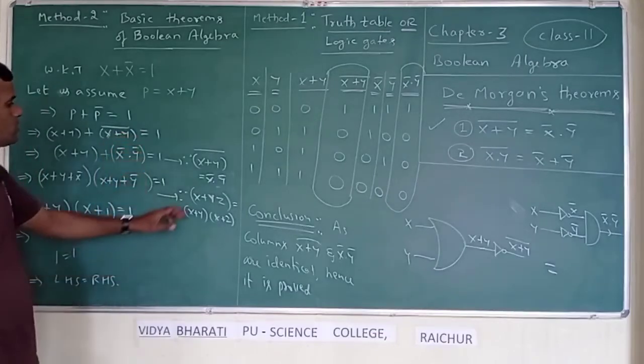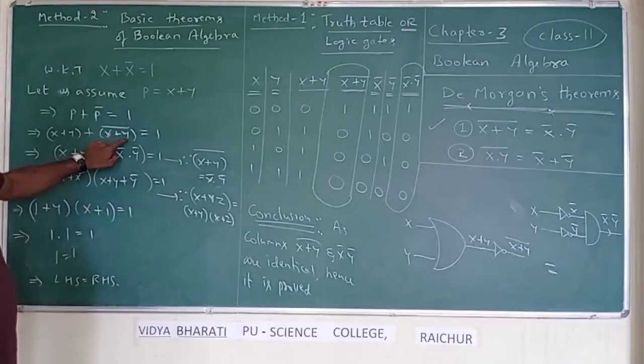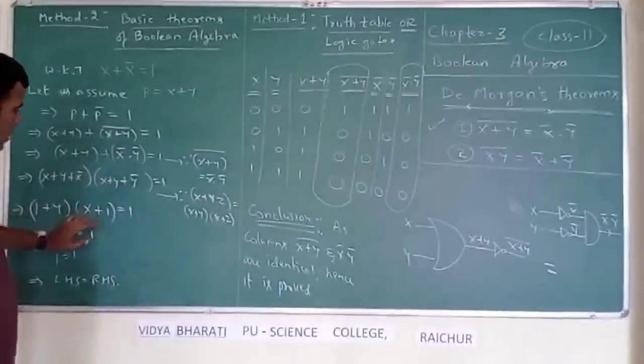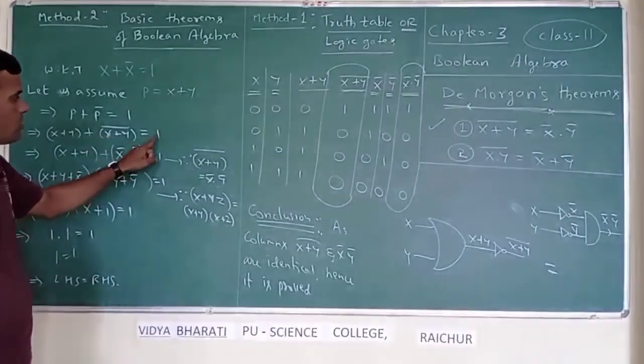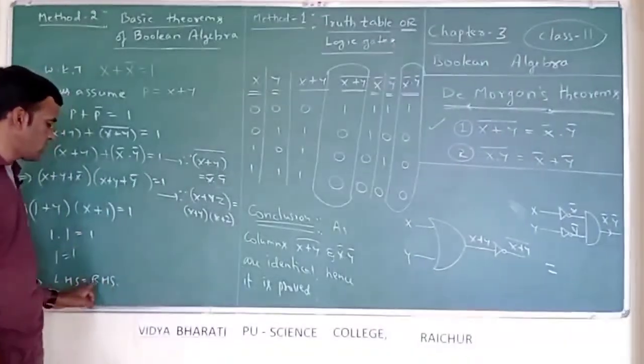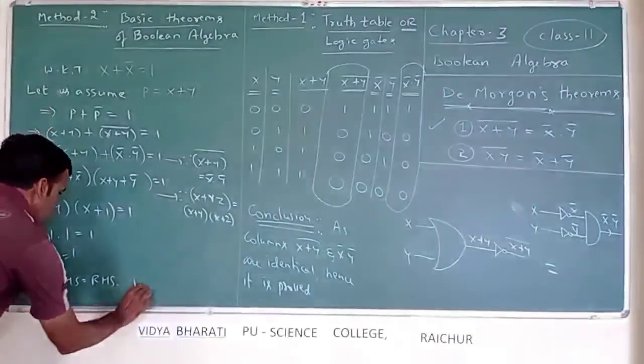So, on substituting x bar into y bar in place of (x plus y) whole bar, we got the answer as 1 at the LHS, whereas at the RHS already we are having 1. So, both the LHS and RHS are equal, hence the theorem is proved.